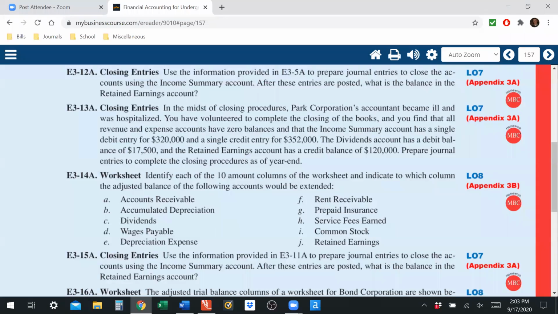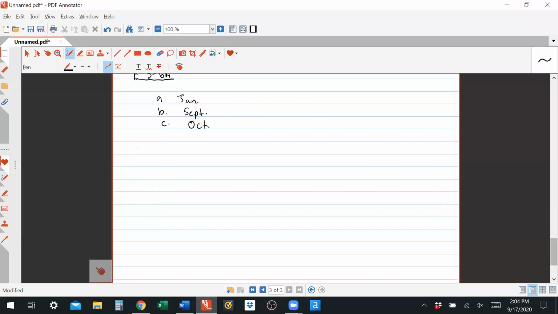Either way you want. So this company uses an income summary account. So you have volunteered to complete the closing of the books. And you find that all revenue and expense accounts have zero balances. They've already been closed out to income summary. The income summary account has a single debit entry for $320,000 and a single credit entry for $352,000. So what would that look like? Let's make a T account for income summary.